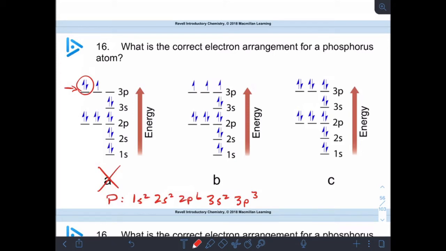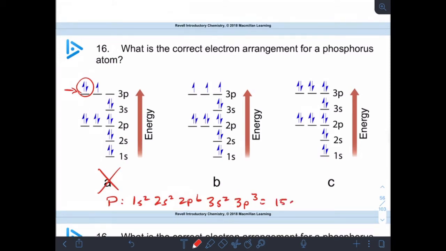And we look at B, and we should have 15 electrons total. Okay, and I can find that just by adding up the electrons in each shell. So there's 1s2, that's 2 electrons, 2s2, that's 2 electrons, 2p6, there's another 6, 3s2, there's 2 more. 3p3, there's 3 more. So when I add those up, I get 15.